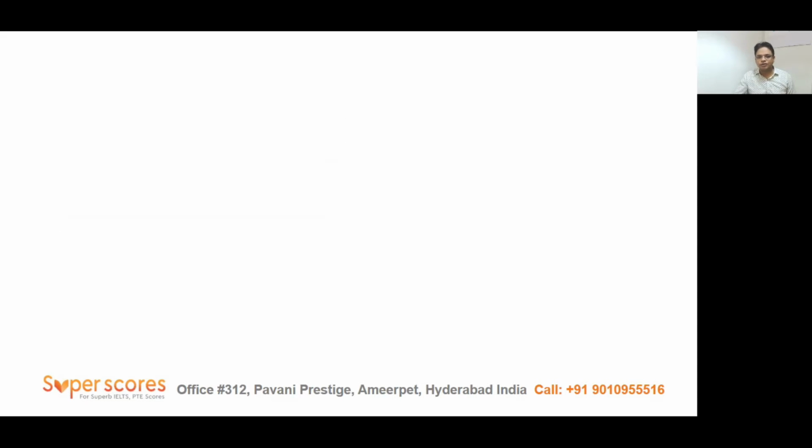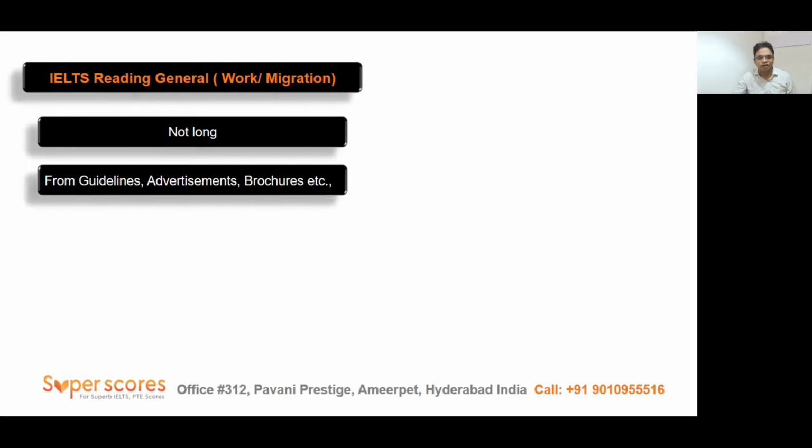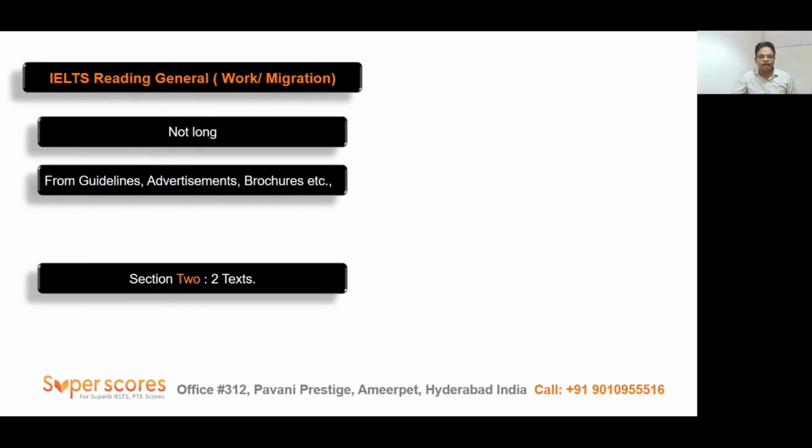And for the general, guys, this is for the people who are taking IELTS for migration reasons. The passages, first of all, the text columns are not much longer. They are short. The content is taken from guidelines, advertisements, brochures, job descriptions, something like that. So the academic guys will have academic content and the general guys have general, day-to-day content.